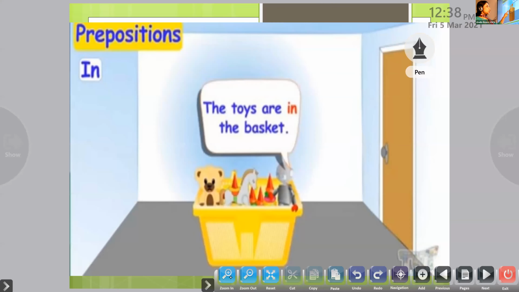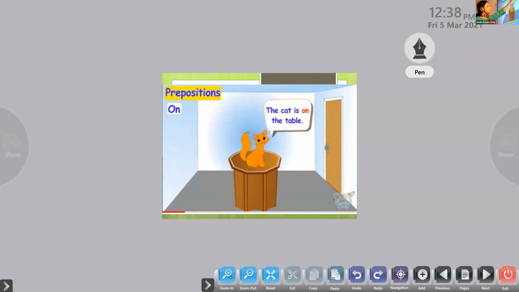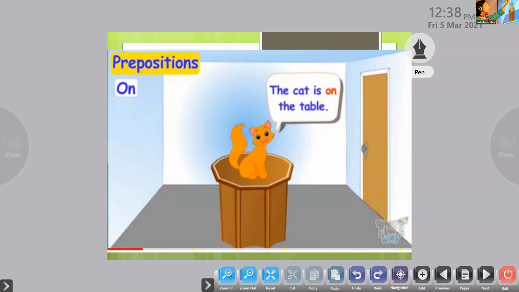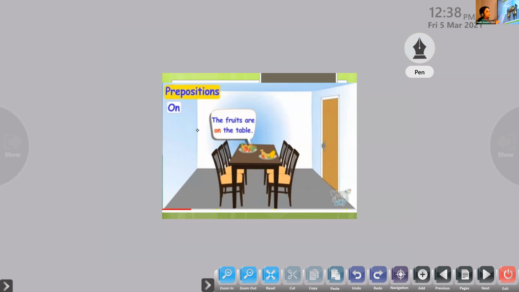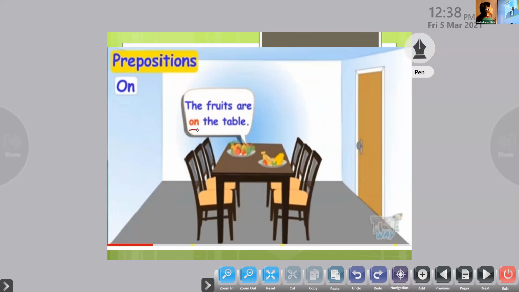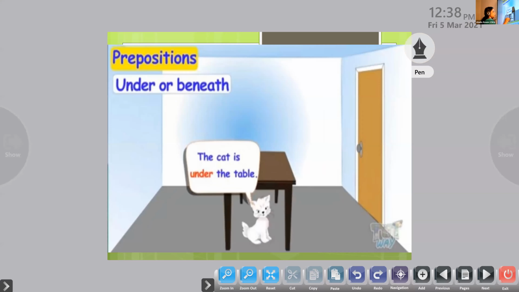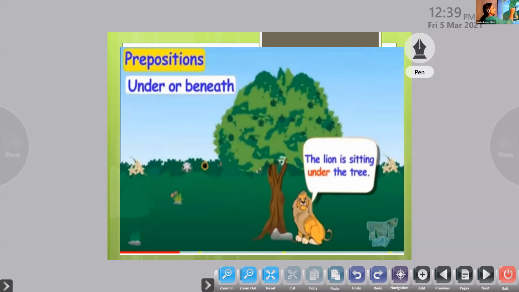On. This is the position of the cat. The preposition used here is on. The cat is on the table. Where are the fruits? The fruits are on the table. So in and on are very clear to us. Now let's move on to under. Under is a preposition. This is the position of the cat. The cat is under the table. Where is the lion? The lion is sitting under the tree.